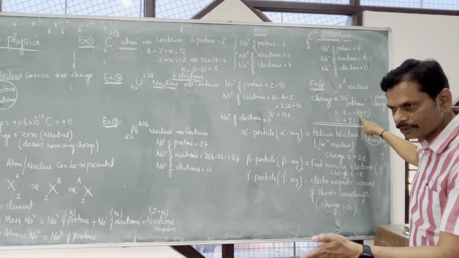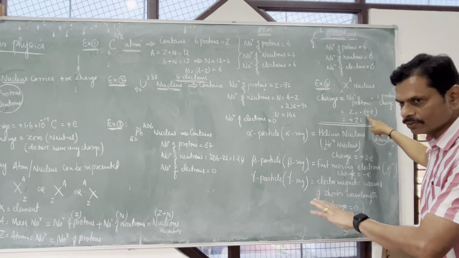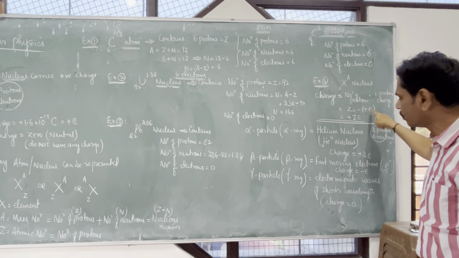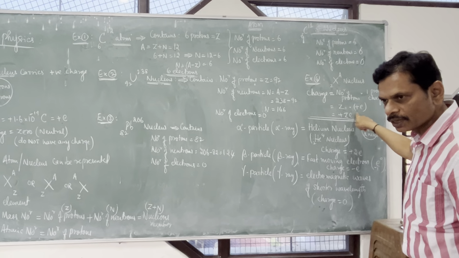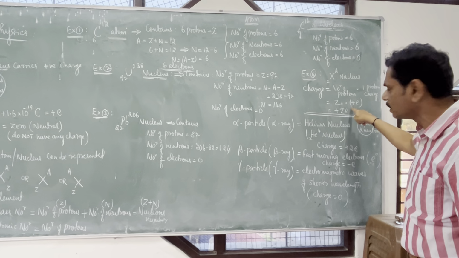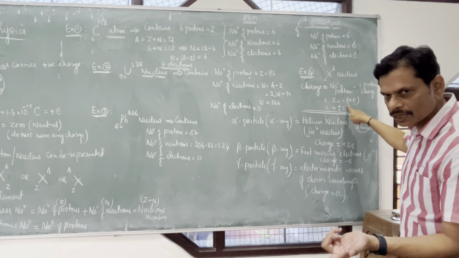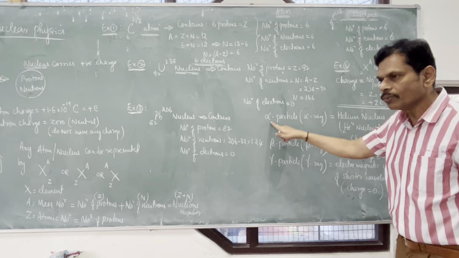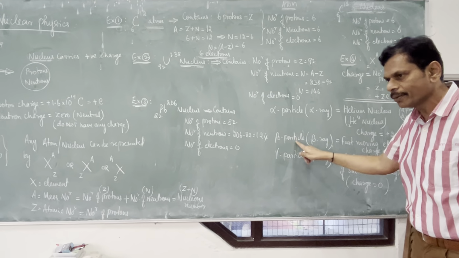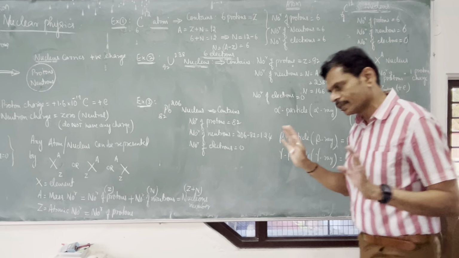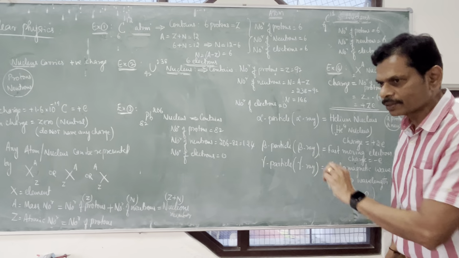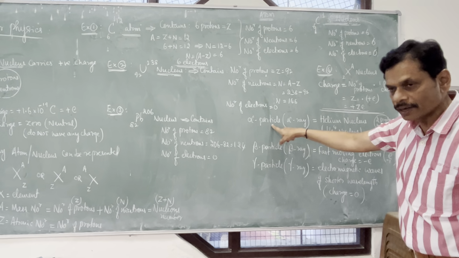Electron charge is negative, proton charge is positive, nothing else. Okay, the magnitude remains the same. The magnitude of electron charge and the magnitude of proton charge remain the same. But the only thing is, electrons carry the negative charge, protons carry the positive charge. Now let us consider what is an alpha particle, what is a beta particle, what is a gamma particle. Basic ideas only, nothing else. Only the basic concepts.